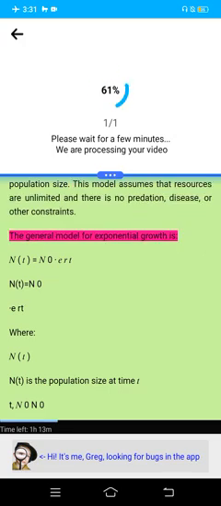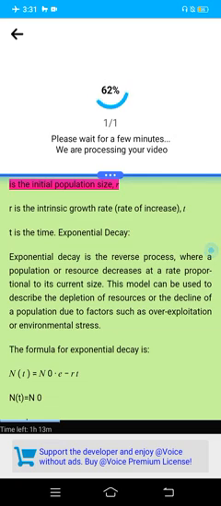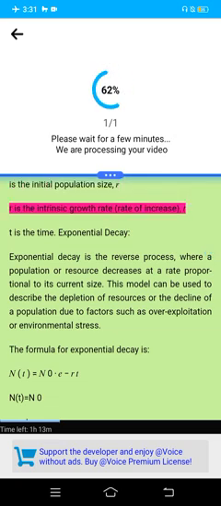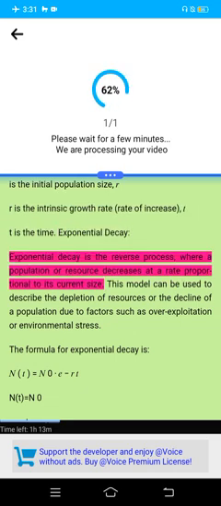The general model for exponential growth is N(t) = N0·e^(rt), where N(t) is the population size at time t. N0 is the initial population size, r is the intrinsic growth rate of increase, t is the time. Exponential decay.